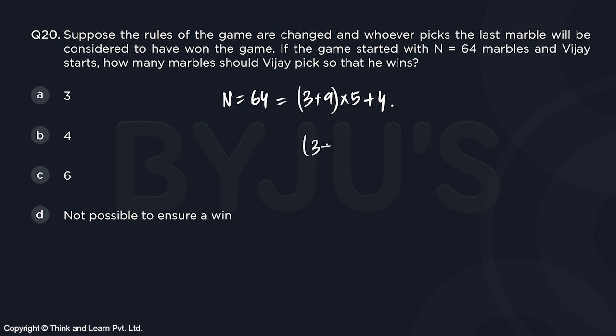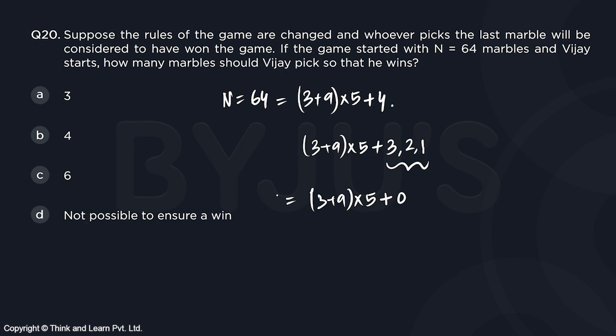3 plus 9 into 5 plus 3 or 2 or 1, because if any of this is going to be true, he will end up picking the last marble. He will not be picking the last marble. So in that case, he has to make sure that he converts this total number of marbles into of the form 3 plus 9 into 5 plus 0.